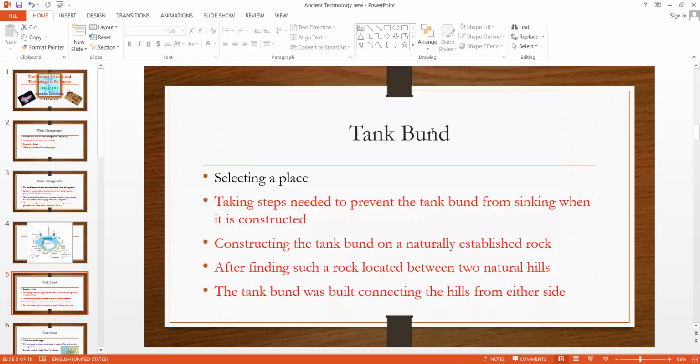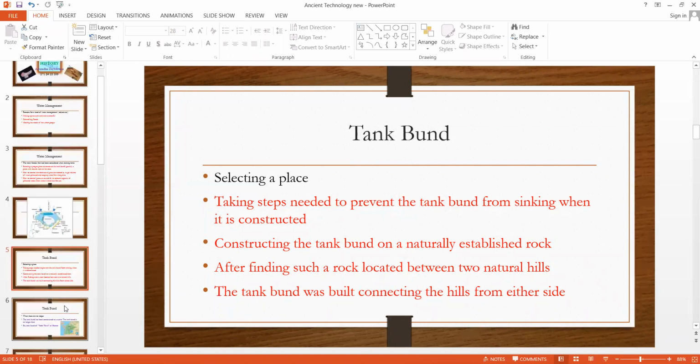Right. So when you construct the tank bund, how do you select a place to construct it? Taking steps needed to prevent the tank bund from sinking when it is constructed. Now, what is the action they have taken to prevent the sinking of the tank bund? They construct the tank bund on a naturally located rocky surface, on a naturally established rock. After finding such a rock located between two natural hills, the tank bund was built connecting the hills from either side.